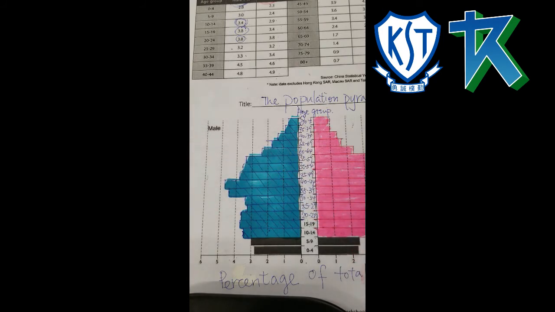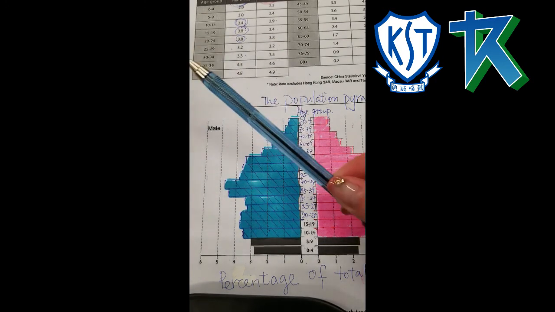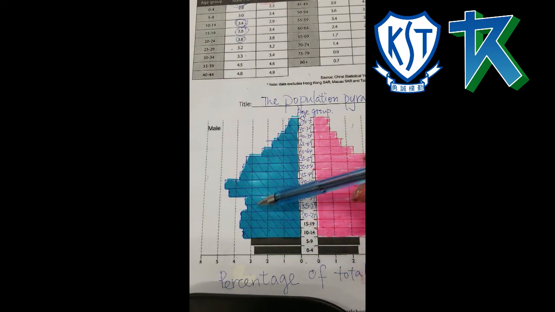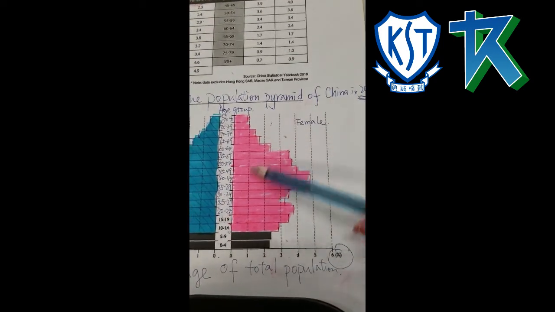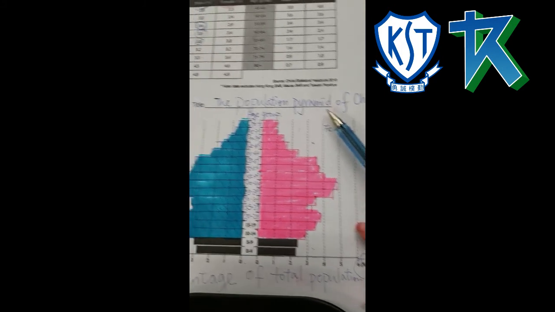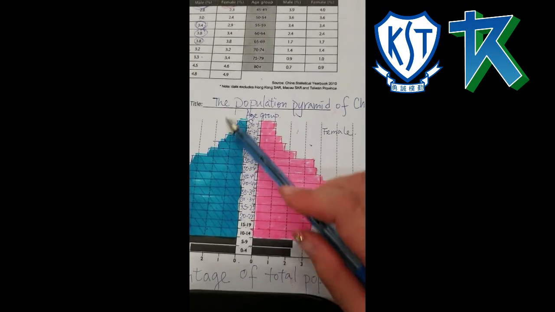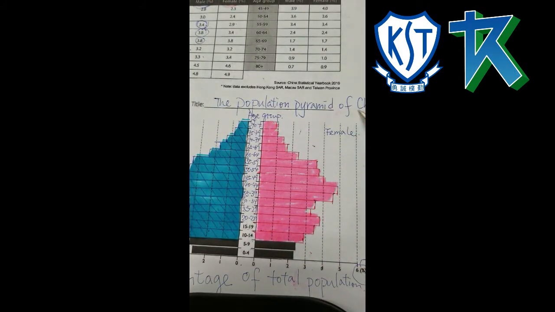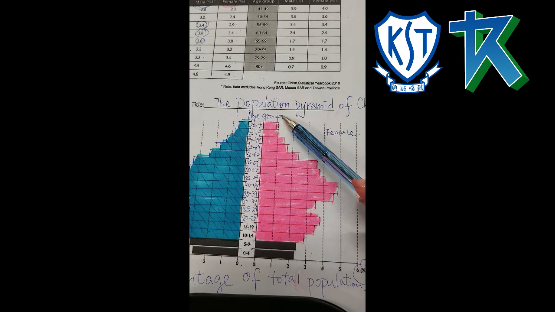After you draw it, use a highlight pen to color all the bars. If you do not have a highlight pen, you can use a ball pen to draw lines here. You just need to do one of them. For the female part, you have to do it the same way. Follow the same way, and then at last, write down the title and age group. Okay, and that's all for today. Thank you.